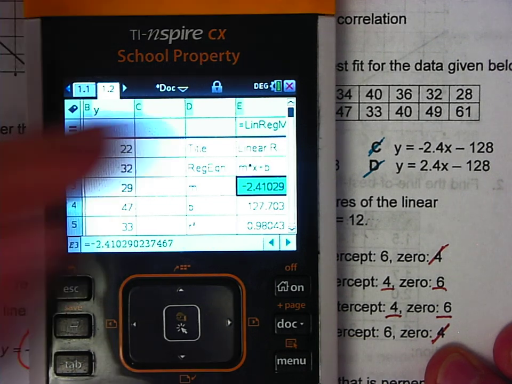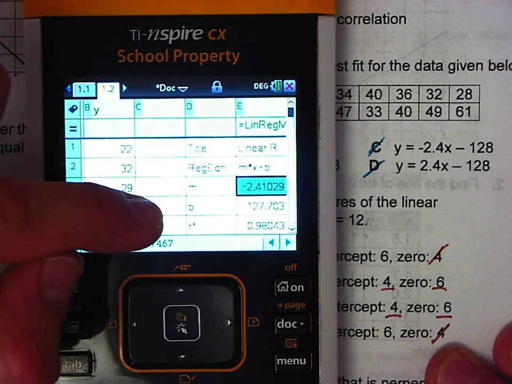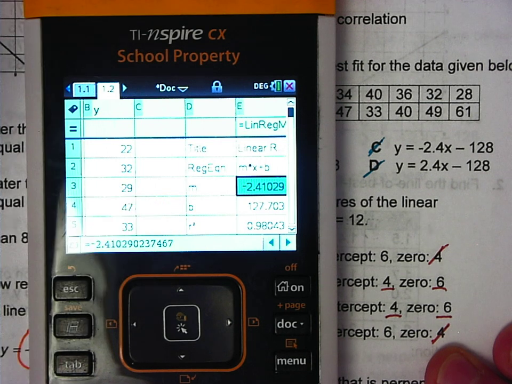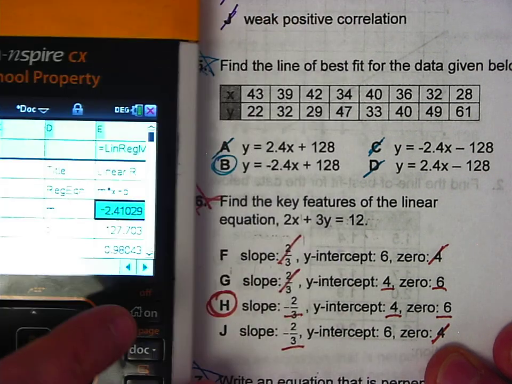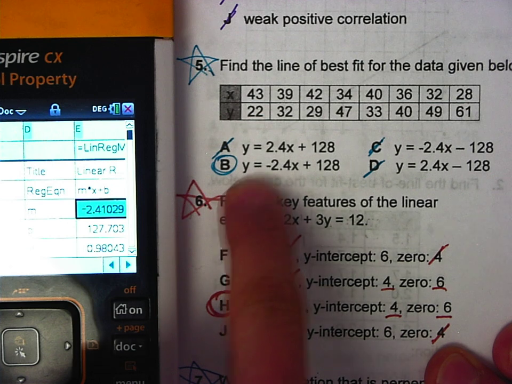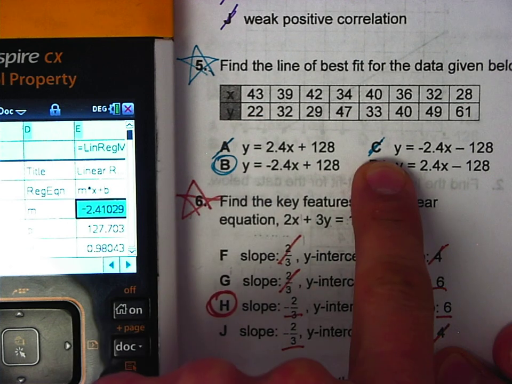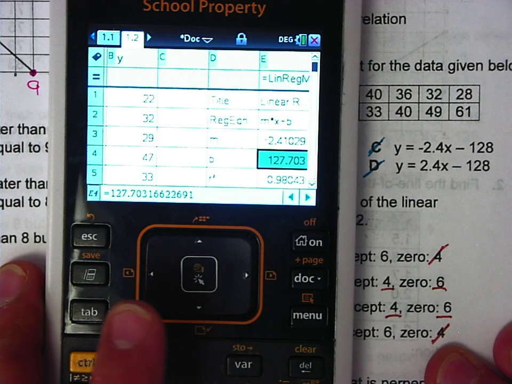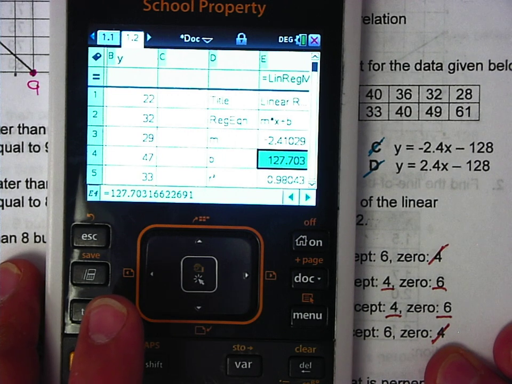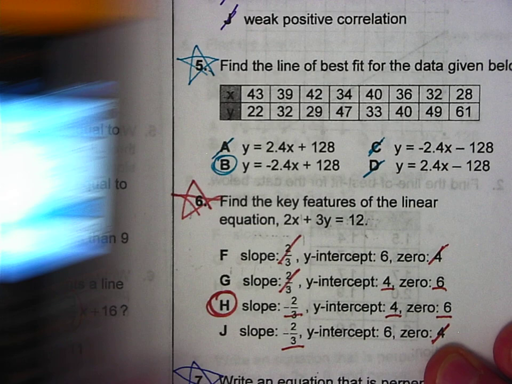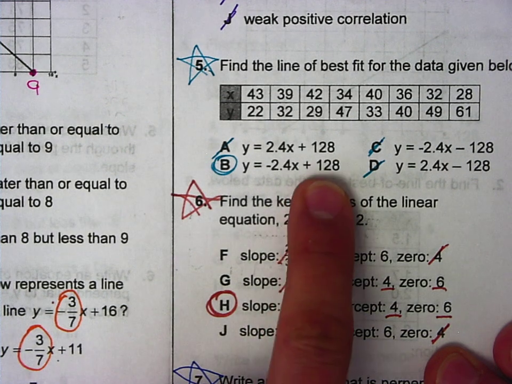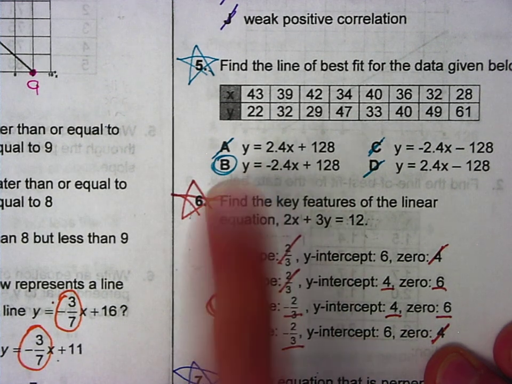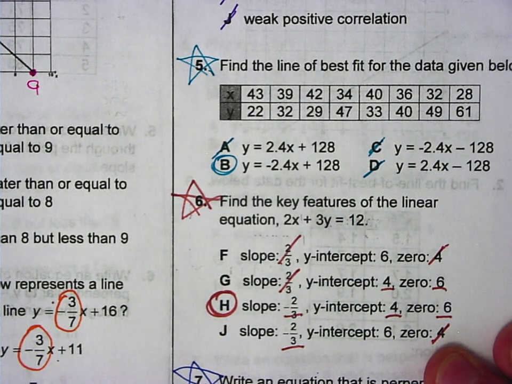Y equals, here's my m, because m stands for the slope, negative 2.4, so I need a negative 2.4 value, which I get right here in choice B and in choice C. And then I need my y-intercept, or in other words, the b, which is the next value down, 127.7, which rounds to a positive 128, which I get right here in choice B. So there is my regression line without having to do any graphing.